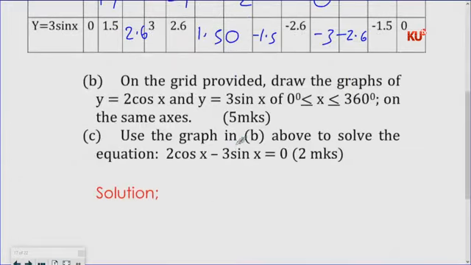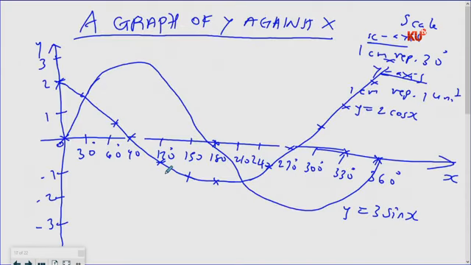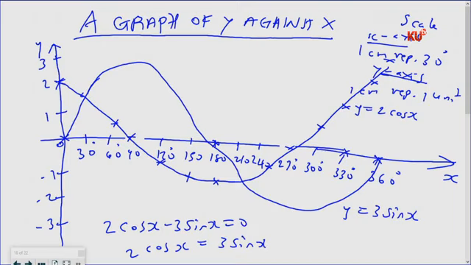Use the graph in B to solve the equation 2 cos x minus 3 sine x is equal to 0. So this one, it's very simple. 2 cos x minus 3 sine x is equal to 0 is the same as 2 cos x is equal to 3 sine x if you take this on the other side. So this is the first graph that we drew, and this is the second graph.